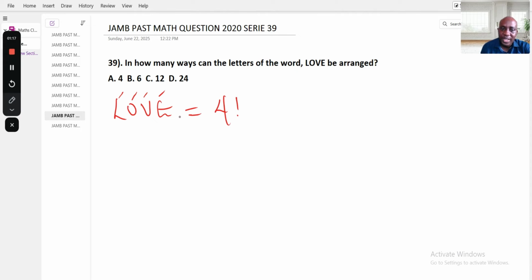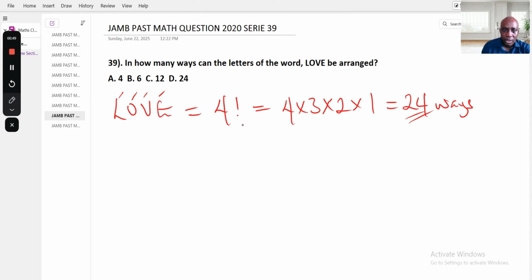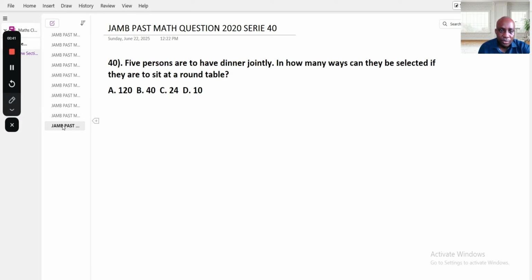But if we have a letter that appears twice, we will use that number, the letter twice, to divide the 4. Therefore, how to arrange will be 4 multiplied by 3, going backward, multiplied by 2, multiplied by 1. Therefore, 4 times 3, 12. 12 times 2, 24. 24 times 1, 24. They are going to be arranged in 24 ways. Do we have 24 there? Yes, D. Our answer is what? D. Let's move to the final question for this video.